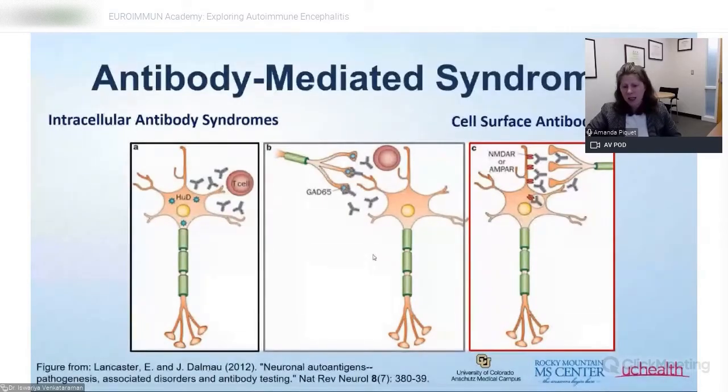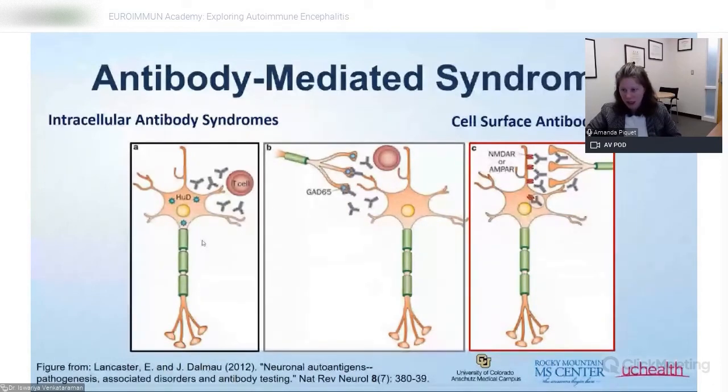This figure here highlights the different proposed pathophysiology of antibody-mediated syndromes. In panel A, or otherwise in the black box, also the black color-coded antibodies on the previous slide, this shows the intracellular antibody or antigen targets, for example, anti-Hu. These antibody syndromes are classically thought to be paraneoplastic syndromes, often found in the setting of underlying malignancy. It is thought that this largely represents a T-cell mediated process.